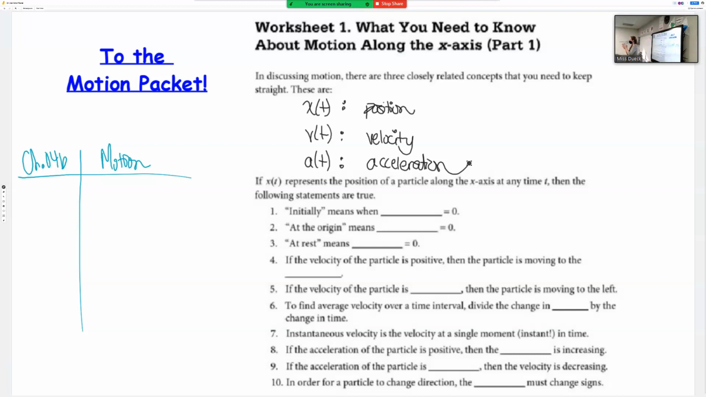And I want you to, maybe not every single word, but get the important ideas down. Initially, colon, what does it mean? At the origin, colon, what does it mean? At rest, colon, what does it mean? Do quick summaries. In your notes, what can you fill in?